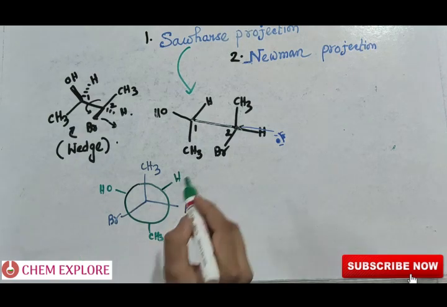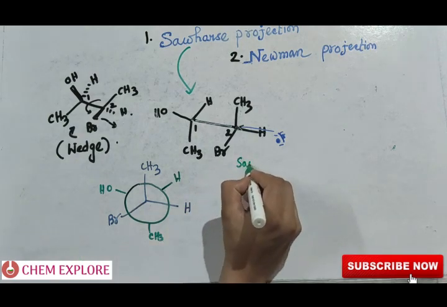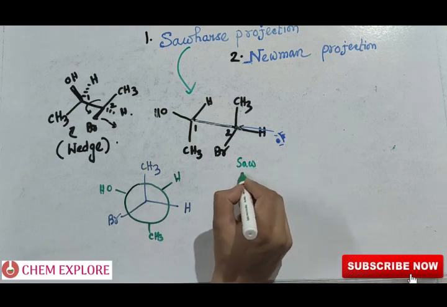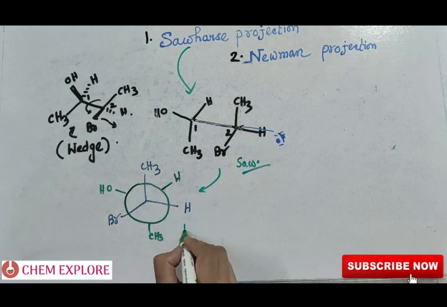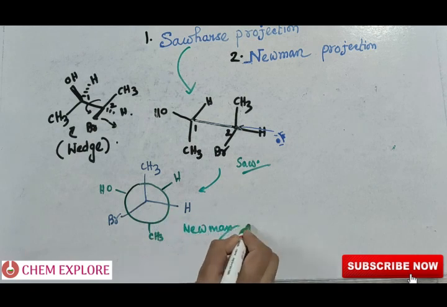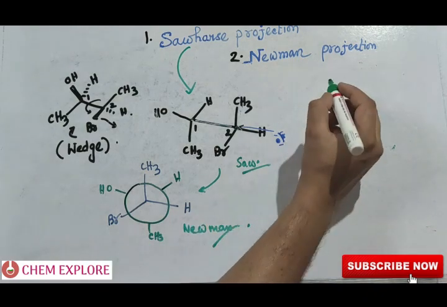So this is a Sawhorse projection, and then you convert this to a new position which is called a Newman projection, right? It's very interesting. So how do we determine this? Let's do an example.